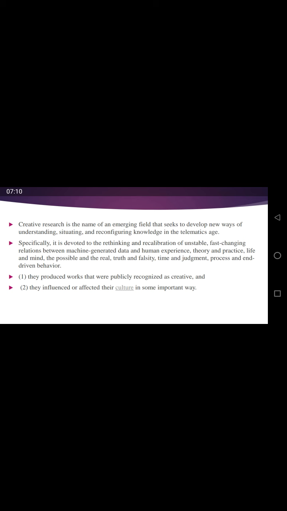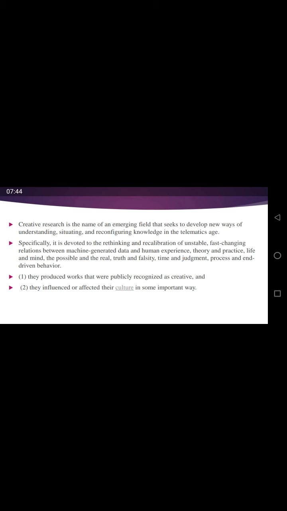Now, the fast changing relations between machine generated data and human experience are very important. Vast numbers of machines are generating data. I hope you are understanding, friends. Machines are going to generate some data, I am having some idea, and I need to relate the machine generated results and the human results. If both of them match, then only am I going to conclude.